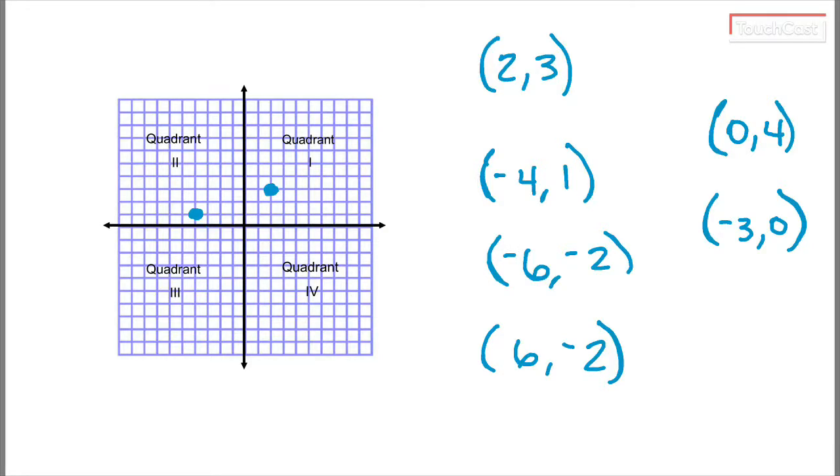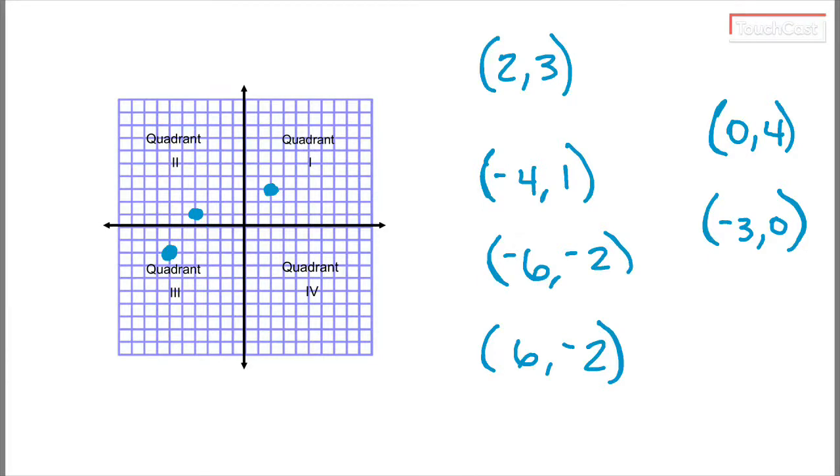Next we have -6, -2, so we're starting off going to the left, and remember we always start from the origin. So we're going to go left 6 spaces, 1, 2, 3, 4, 5, 6. Then we're going to go down 2, 1, 2, and our ordered pair is right there. That's -6, -2.